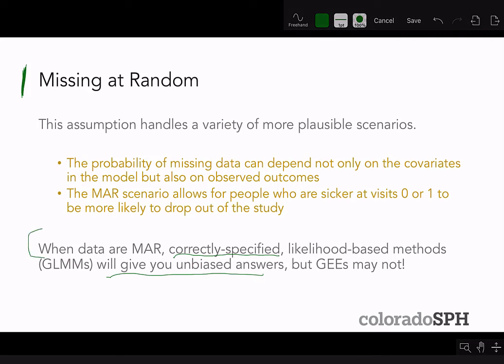So that basically means, when your data are missing at random, you can use likelihood-based methods and not worry too much about unbiasedness. And what is a likelihood-based method in the terms of longitudinal data analysis? Well, your generalized linear mixed models are likelihood-based, where your GEEs are not.